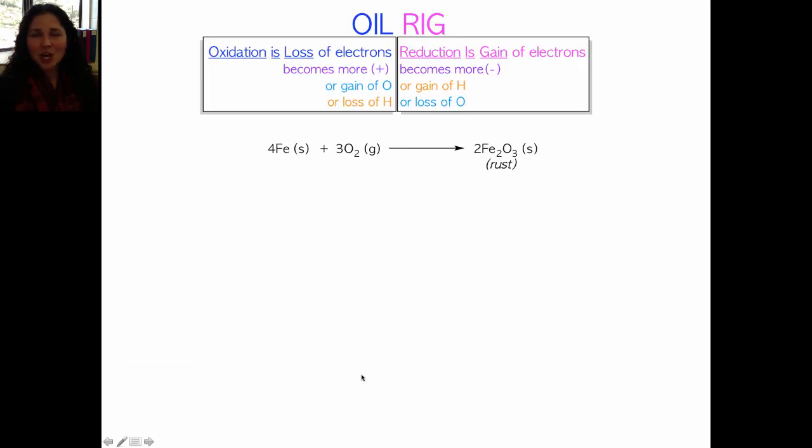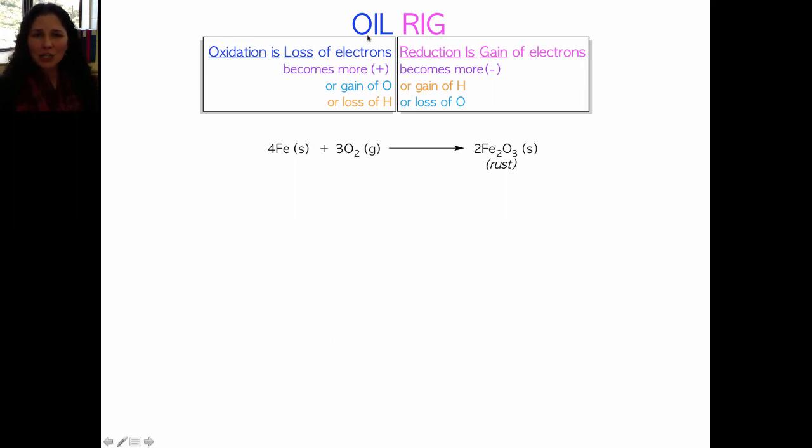Now I'd like to focus on redox reactions. Redox reactions are reactions where electrons are moving around from atom to atom. The acronym redox stands for reduction, oxidation. And in these types of problems, we are going to try to identify the reactants that are oxidized or reduced. In order to identify these things, it is useful to remember the acronym OIL RIG.